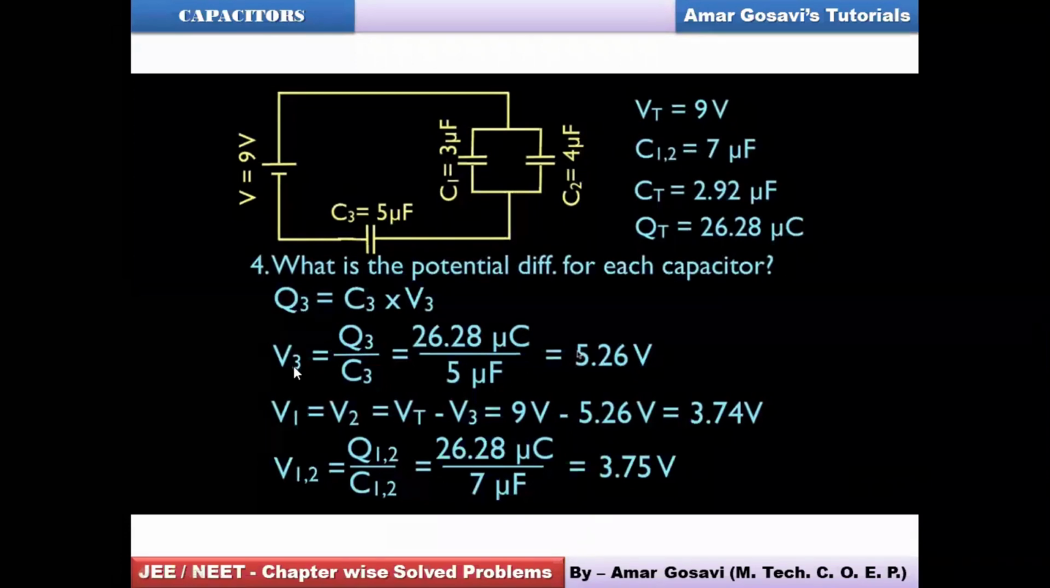For 1 and 2, what would be the potential difference? If you want it the other way around, it will be total charge across 1 and 2 divided by the combination of these two in parallel. When you solve it, 26.28 is the total charge divided by 3 plus 4, which is 7. So this also comes out to be 3.75. So the values match. That's what I'm trying to tell you. Either this way or the other way around, you can work it out. Please make a note of this before we move ahead.